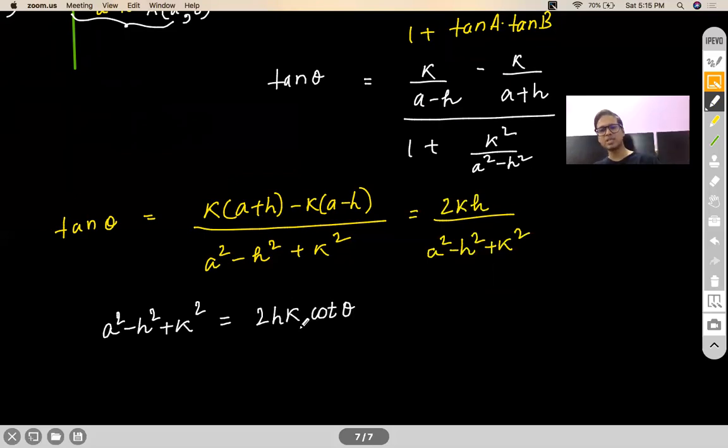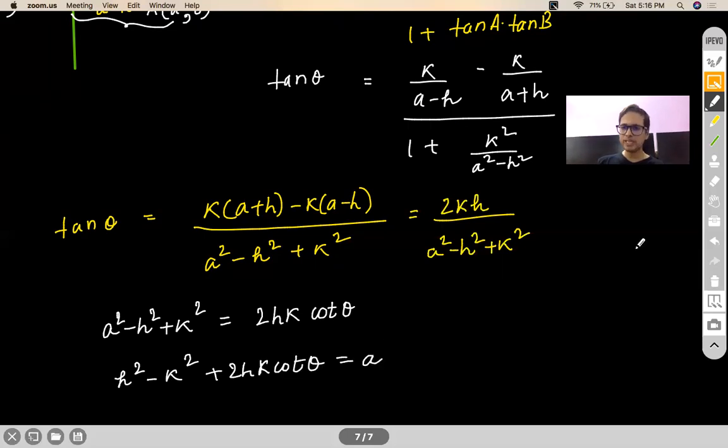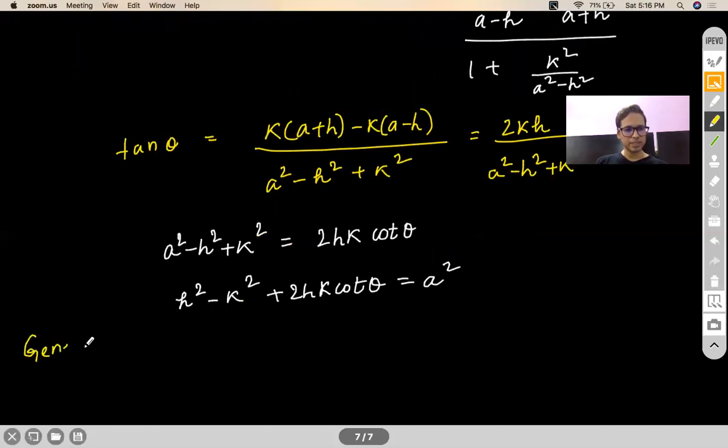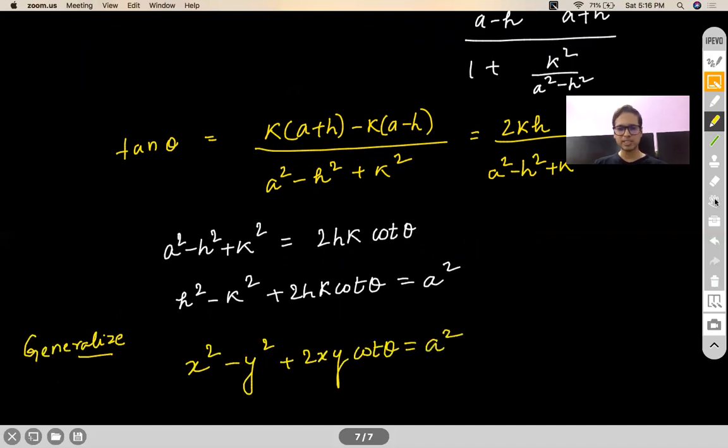Okay, so when tan comes down, you can treat it as the reciprocal of tan, cot theta. So let's bring everything to the right hand side. So h square minus k square plus 2hk cot of theta is equal to a square. Now we can generalize this. So when you generalize this, you end up getting x square minus y square plus 2xy cot theta equal to a square. Let me check which option says that.